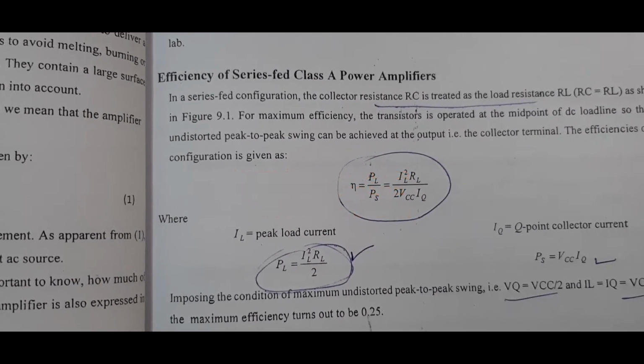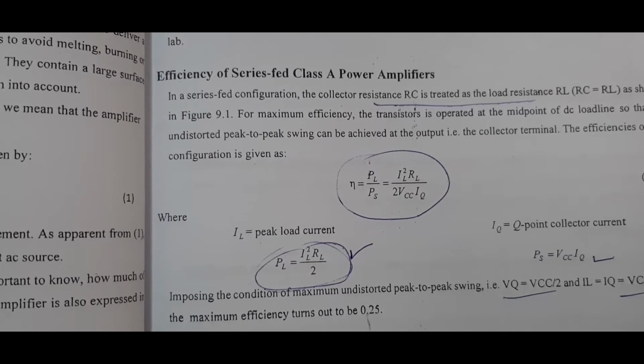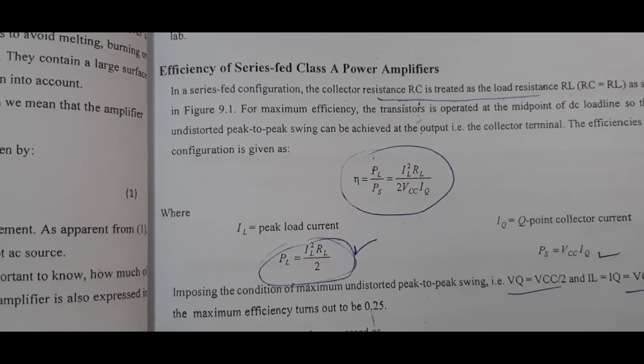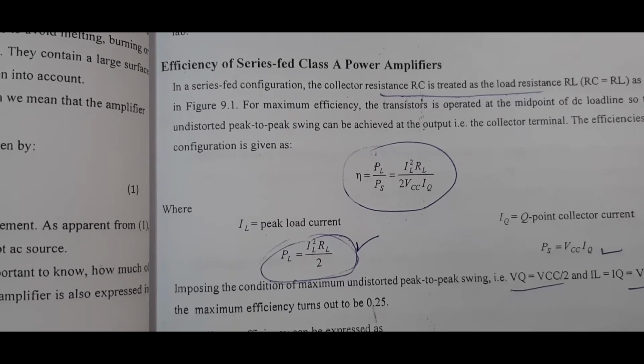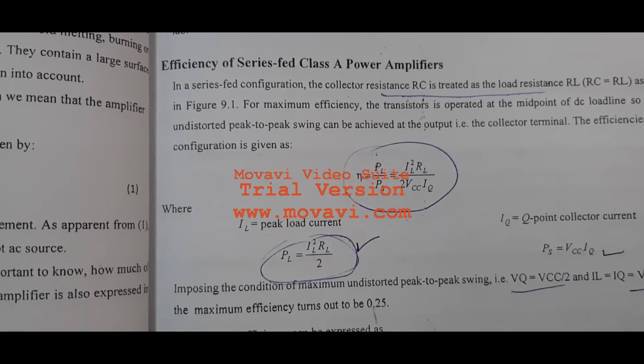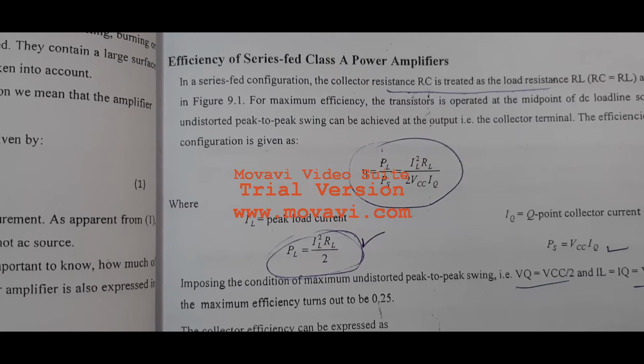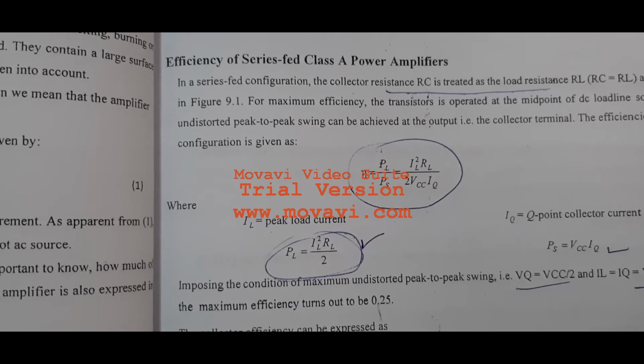As I already told you, most of the power is used within the transistor to heat the internal components of the transistor, and the collector also dissipates some amount of power. So most of the power is dissipated within the power transistor. As a result of this, the efficiency of a class A power amplifier is only 25%.